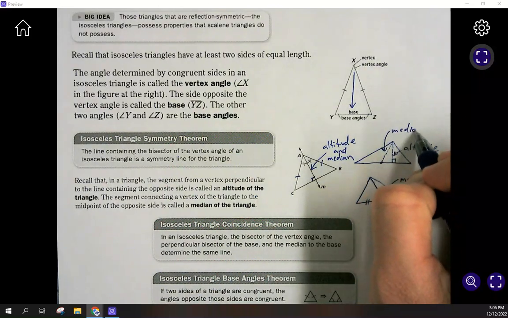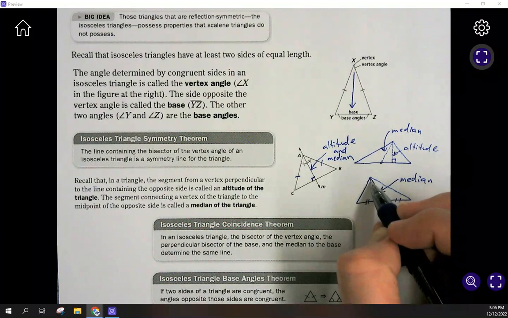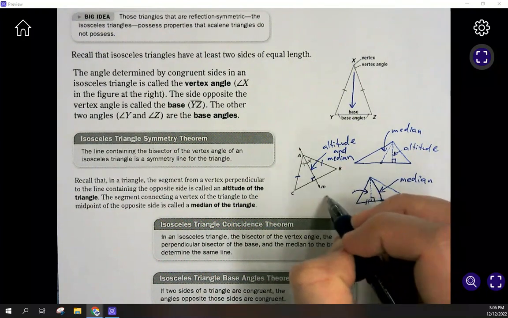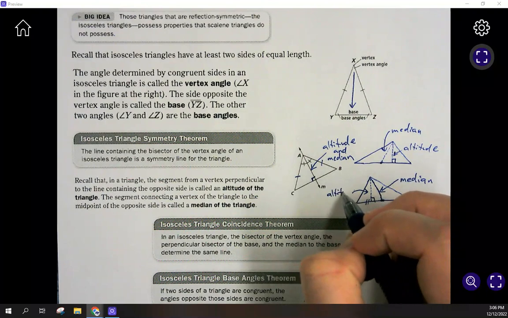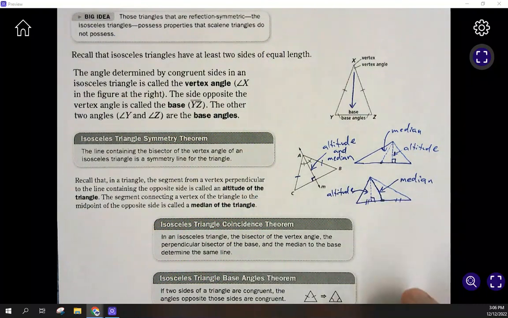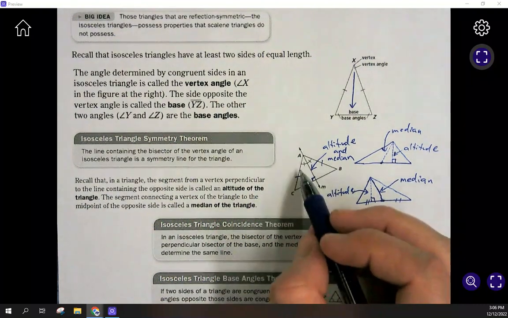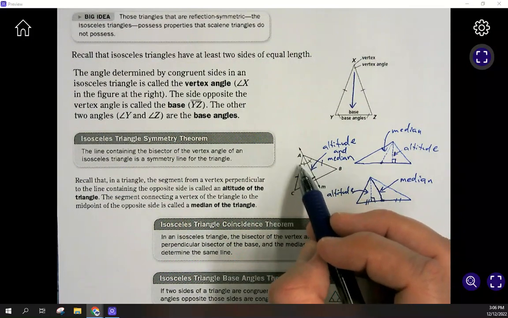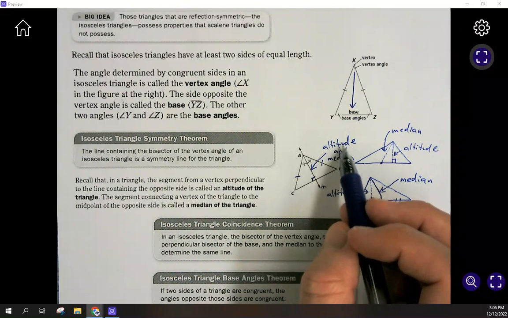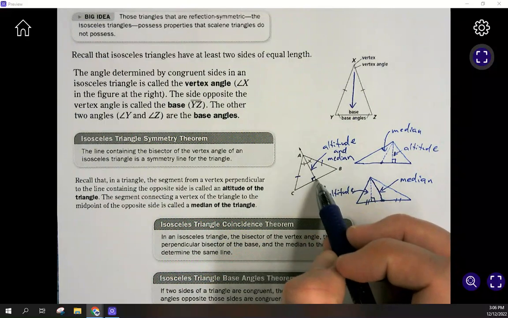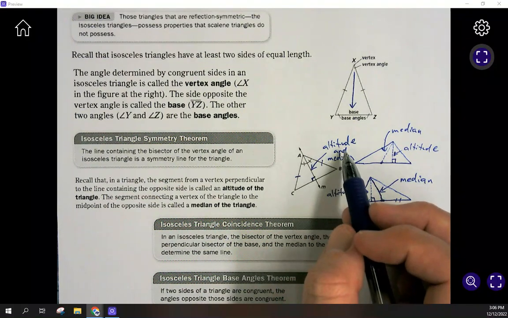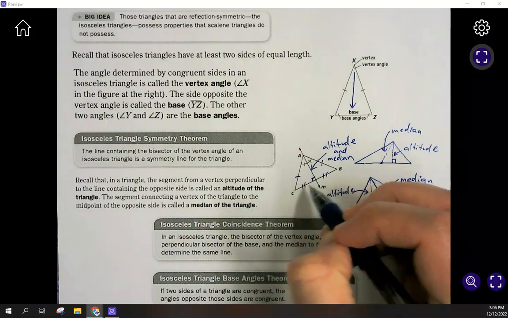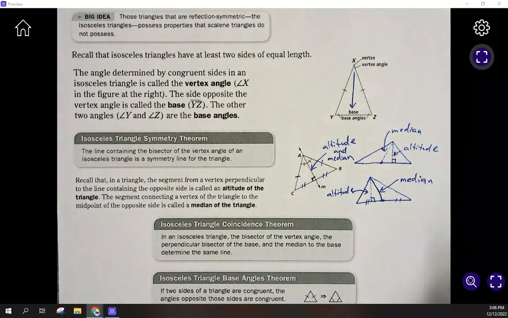So the median and the altitude, if I drop the altitude here straight down 90 degrees, in most triangles, the median and the altitude are two different line segments. But in our isosceles triangle, the line that bisects the vertex angle is going to be the altitude. It's going to hit the other side at 90 degrees. And it's going to be the median. It's going to hit this and split it into two equal pieces, meaning it hits the midpoint.